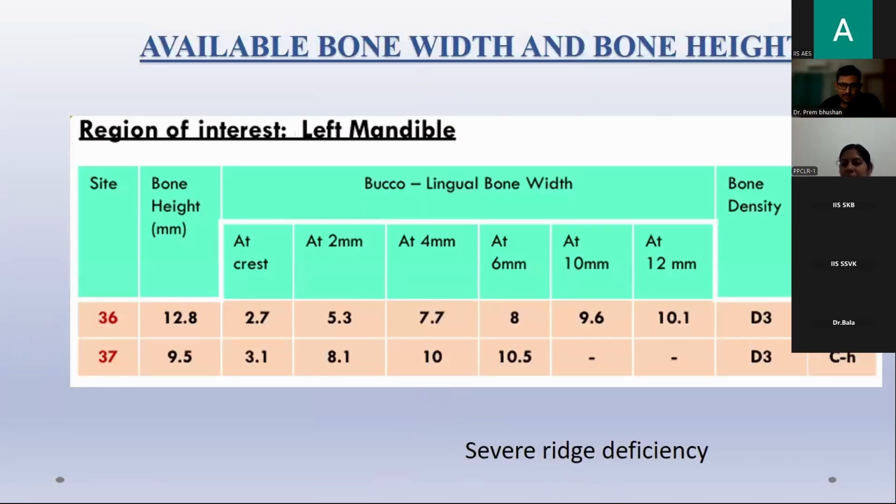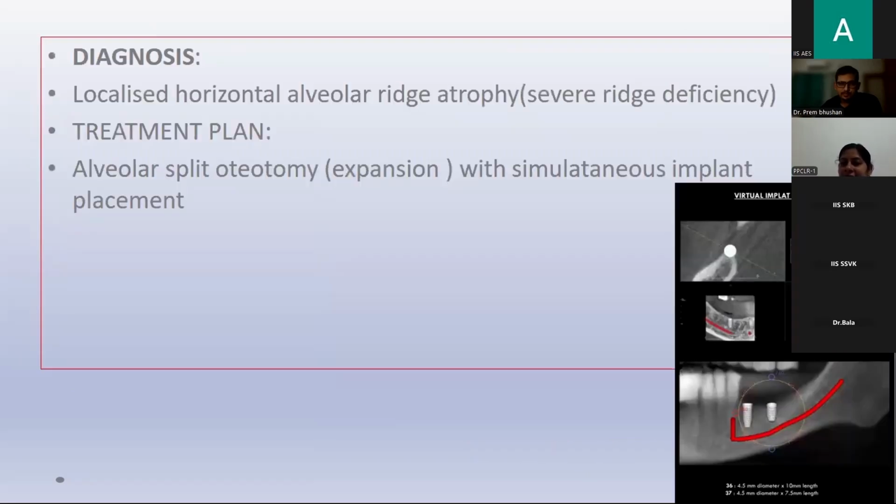The CBCT report shows that there was adequate bone height, that is 12.8 mm in relation to 36 and 9.5 mm in relation to 37. However, the bone crestal width was 2.7 mm in relation to 36 and 3.1 mm in relation to 37. So according to the Lekholm and Zarb classification 2014, the CBCT indicates that this is a case of severe ridge deficiency. So we planned to do alveolar split osteotomy expansion with simultaneous implant placement.